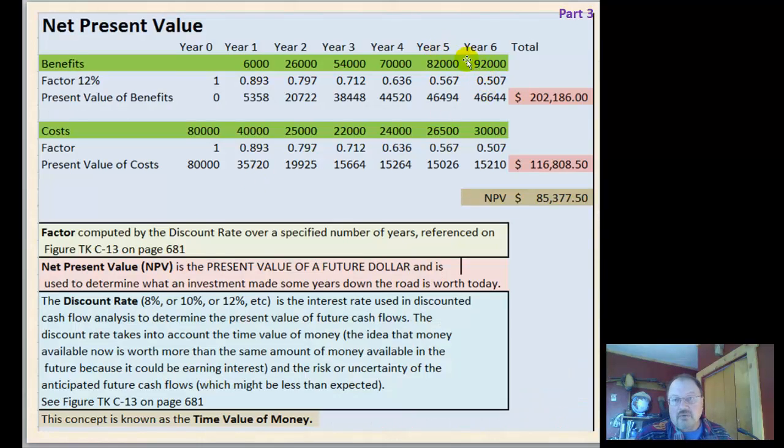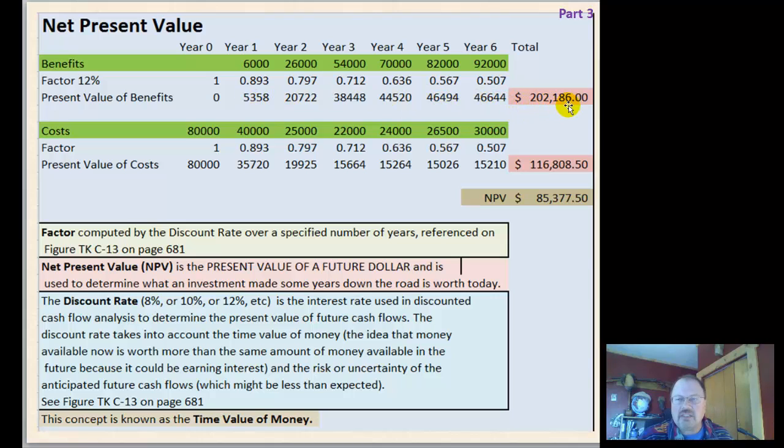If we look at that over so many years, we factor in what our benefits are expected to be. That factor is something less. For instance, if we wanted to get to $92,000 in year 6, we would have to invest somewhere around $42,000 today to actually make it worth that. That's a discount factor of 0.507. That's probably not exactly right, is it? It'd be more like $46,000. Okay, the present value is $46,644 plus all these numbers.